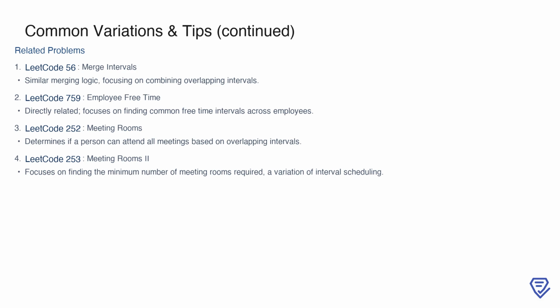Finally, LeetCode 253, Meeting Rooms 2, takes this concept further by asking for the minimum number of meeting rooms required, which is a variation of interval scheduling. These problems collectively reinforce the importance of sorting, merging, and efficiently managing intervals, so practicing them will deepen your understanding of these techniques and prepare you for a variety of scheduling-related challenges.